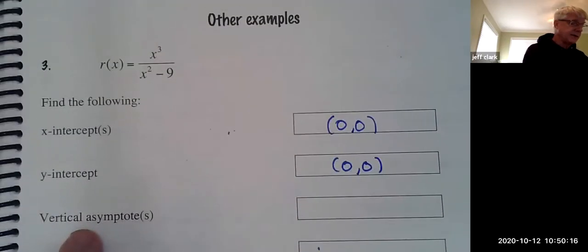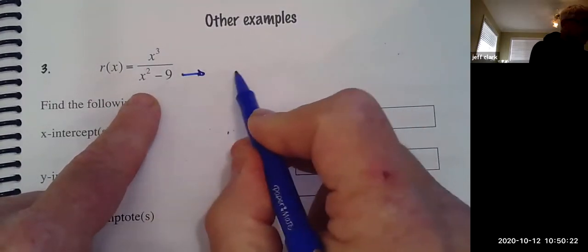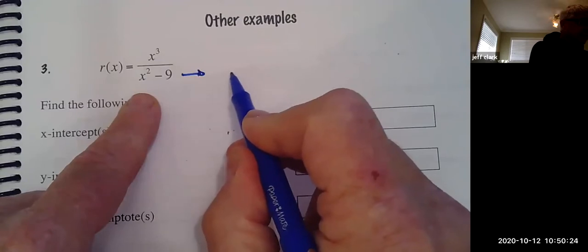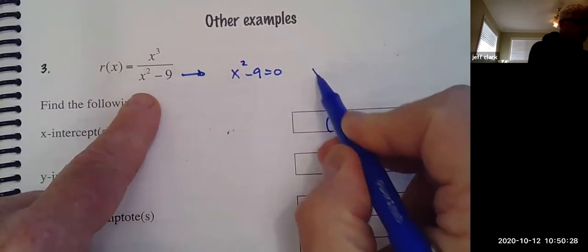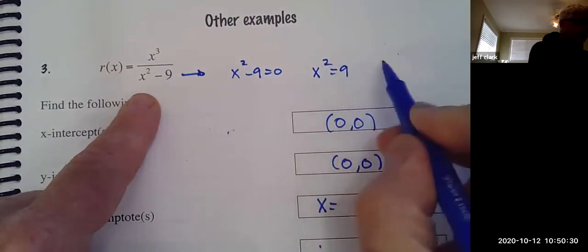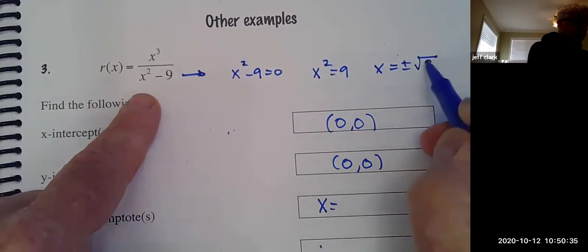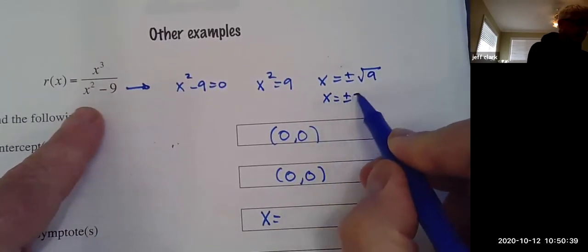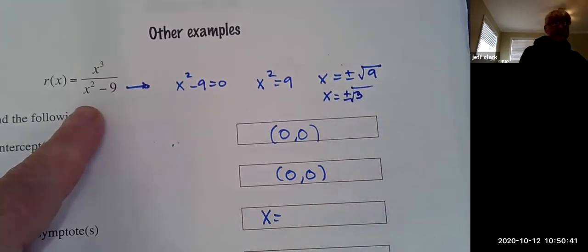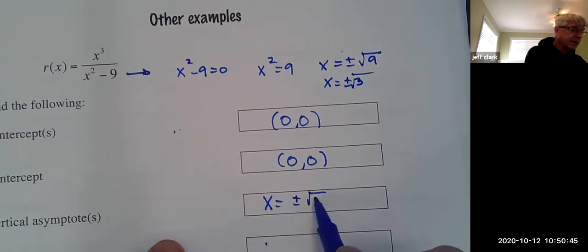Vertical asymptotes, yep. It looks like x equals... So if you factor this, or set it equal to 0, x squared minus 9 is equal to 0. You could go x squared equals 9. So x equals plus or minus the square root of 9, which is equal to the square root of 3. So those are your asymptotes, plus or minus square root of 3.